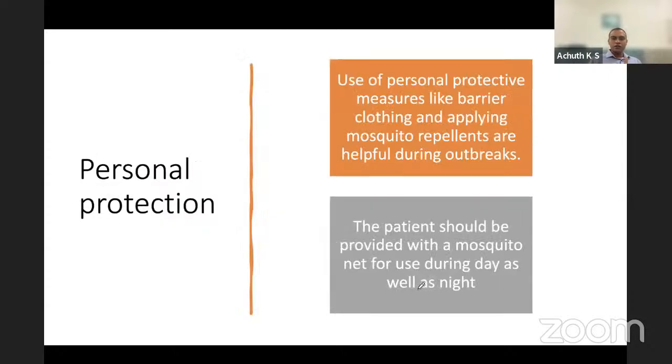Personal protection means either you protect yourself from the mosquito or kill the mosquito. Personal protection is wearing light colored clothes and using mosquito nets, insecticide treated nets.